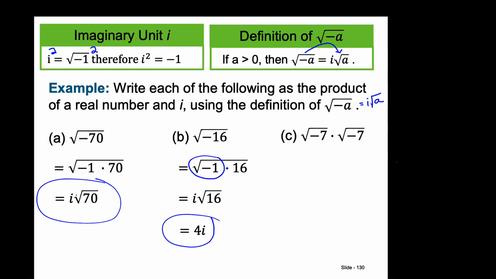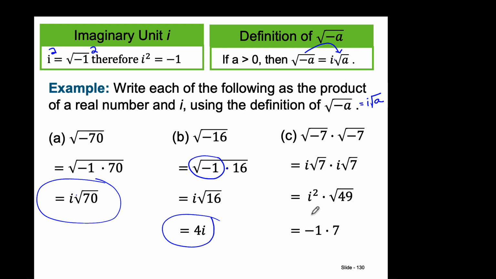All right, let's take a look at when we have a radical -7 times a radical -7, with a negative underneath. What we can do here is take the negative portion, represented with the i out front, on both of these. Then we take the product. So i times i gives us i squared. Radical 7 times radical 7 is radical 49.